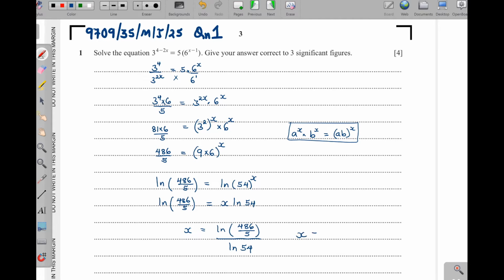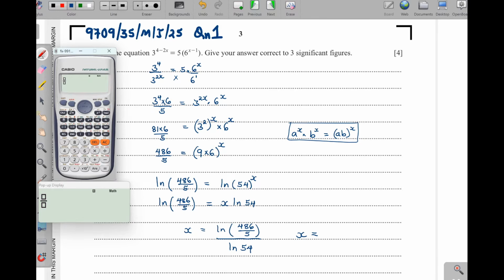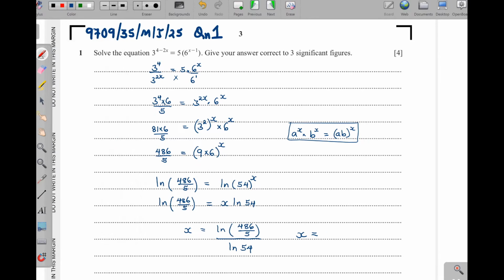Then our answer becomes, we have natural log of 486 out of 5. Then down here, we have natural log of 54. The answer is 1.147, but to 3 significant figures, I'll write 1.15. 1.15 to 3 significant figures. That is one method.